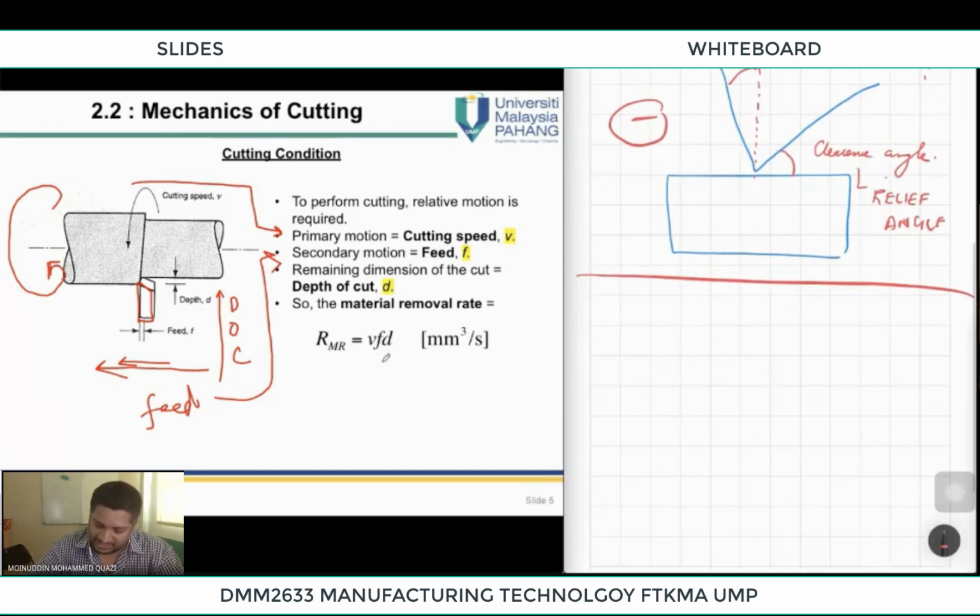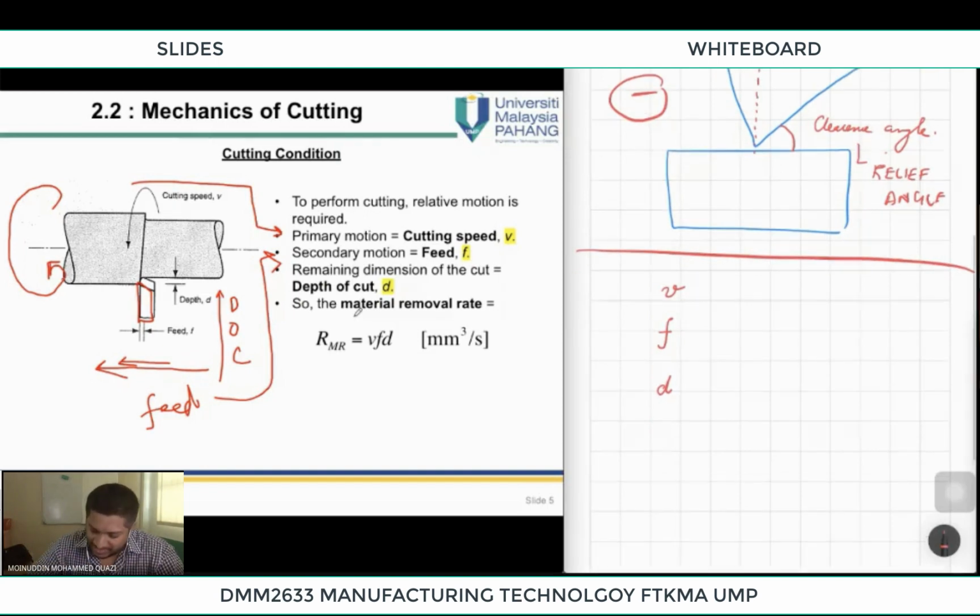So we have cutting speed denoted by small v, and we have feed, which is the tool speed, denoted by small f. The remaining dimension of the cut is called depth of cut, d. Now the material removal rate, how much material I am removing per unit time, is denoted by MRR. MRR is material removal rate. How much material I am removing in 1 second.